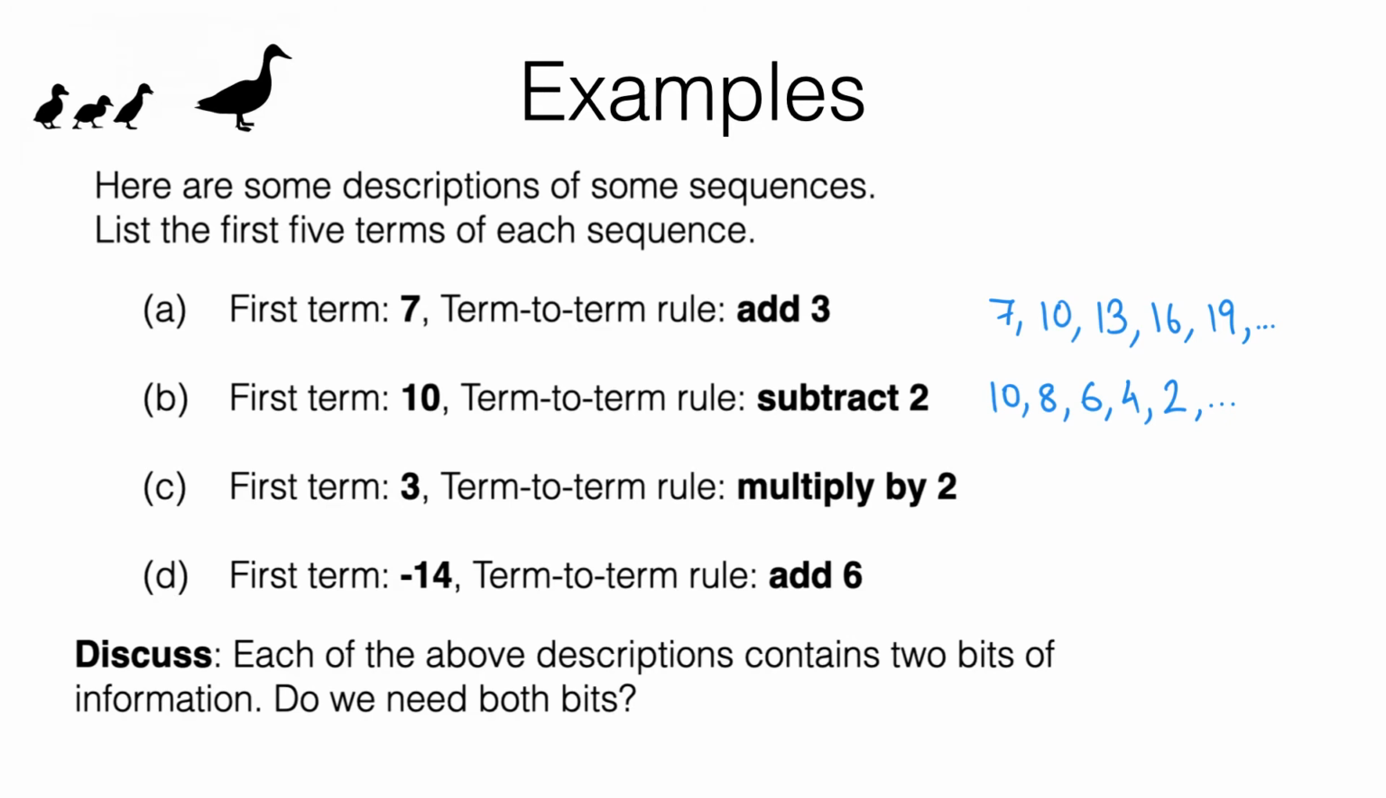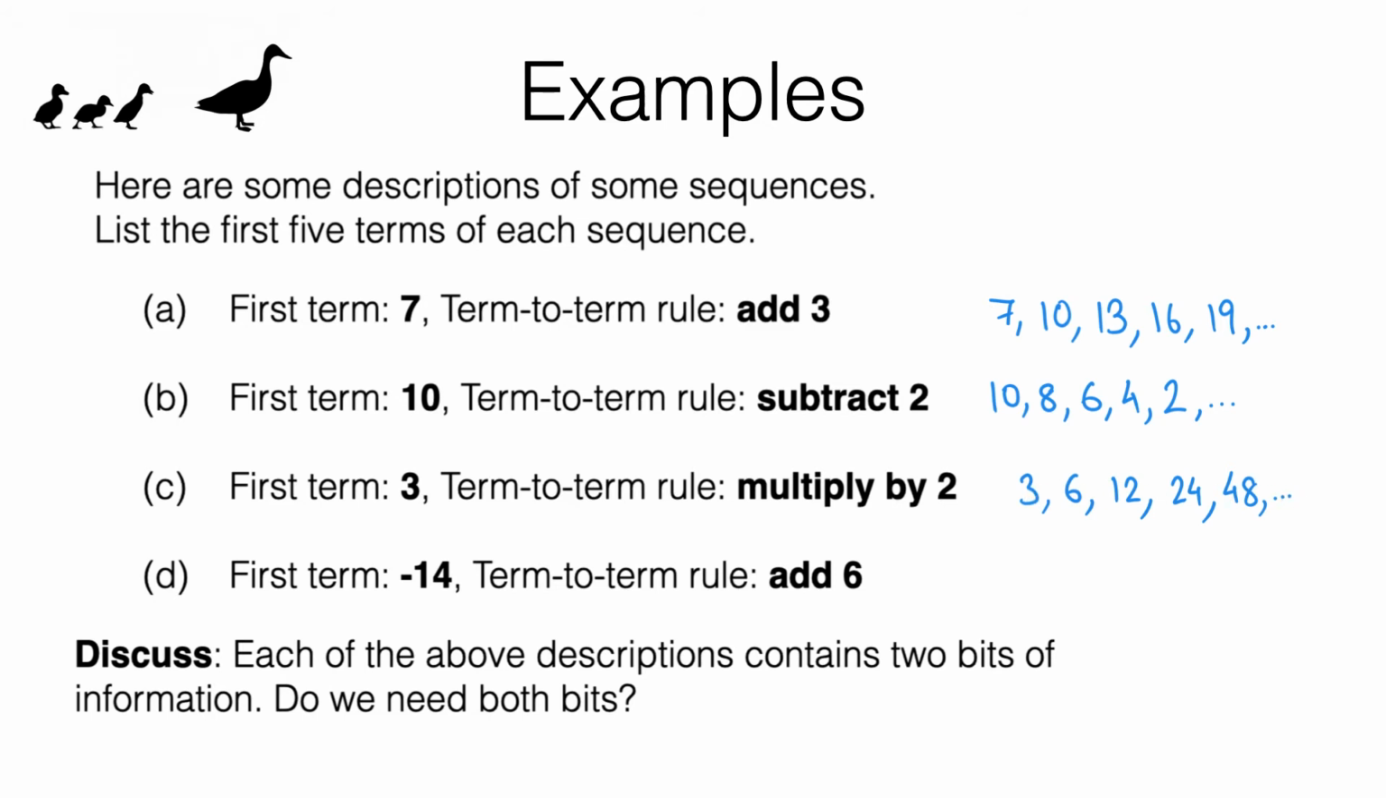In C, we start off with 3. That's the first term in the sequence. The term-to-term rule is multiply by 2. So 3 times 2 is 6. 6 times 2 is 12. 12 times 2 is 24. 24 times 2 is 48. And those are the first 5 terms of this sequence.